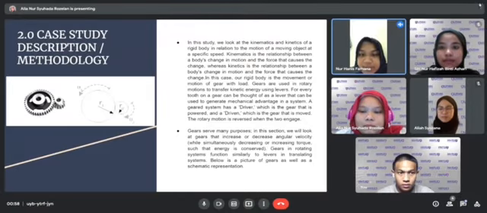Gears serve many purposes. In this section, we will look at gears that increase or decrease angular velocity, while simultaneously decreasing or increasing torque as the energy is conserved. Gears in a rotating system function similarly to levers in a translating system. So here is the picture of the gear.